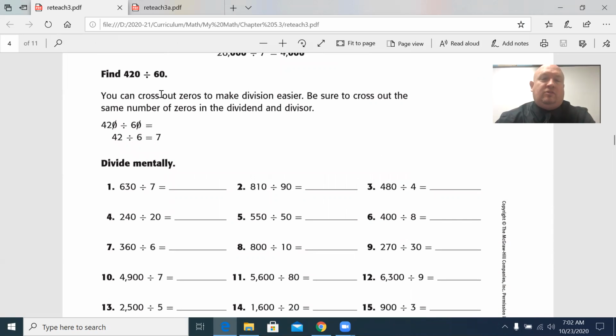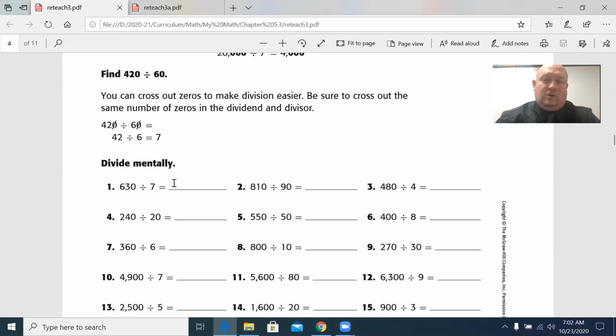Another way is you can cross out zeros to make division easier. Be sure to cross out the same number of zeros in the dividend and divisor. So we had 420 divided by 60. I have 1 zero in each. I can cut them out. And this is essentially dividing both of them by 10. 420 divided by 10 is 42. 60 divided by 10 is 6. And now I get a problem that I can do in my head easier.